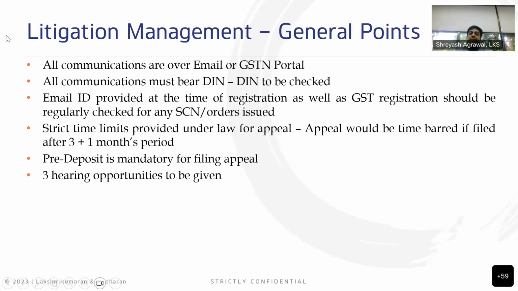Saurabh, next. Now there are a few points that, through the 6 years, we have experienced are common mistakes that industry members make. First, in GST, all communications that you are going to receive will be through email or through the GST portal. You will not receive any hard copy post of any show cause notices or orders. Everything will be received through email.